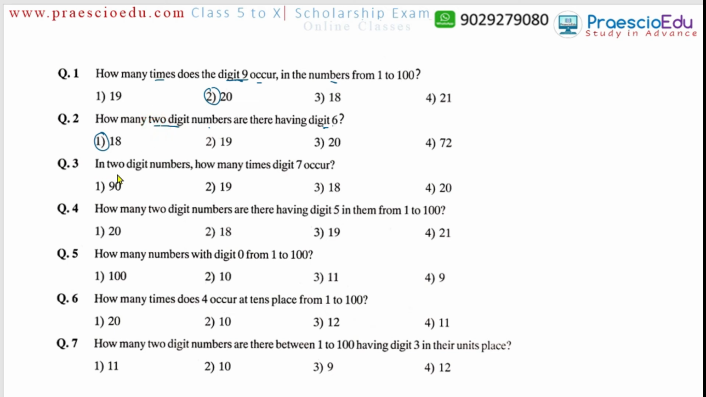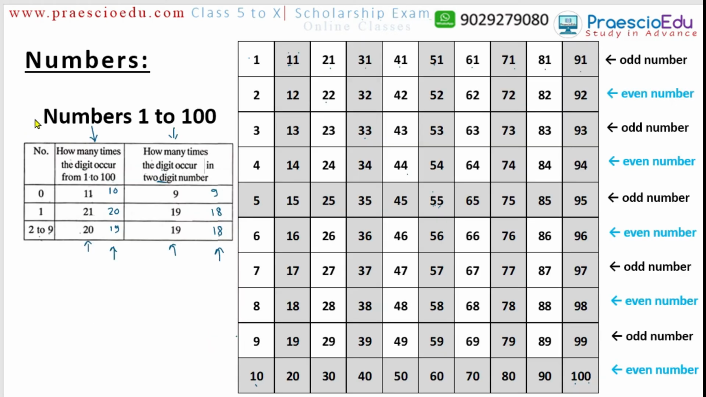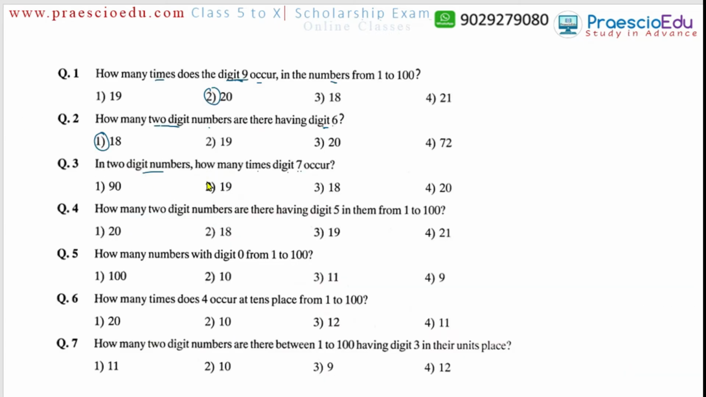Now question number 3: How many times does the digit 7 occur? In the two digit numbers, we have to count the digit 7 occurring. Two digits are here and 7 is occurring 19 times. So the answer is 19. Then question number 4: How many two digit numbers are there having digit 5 in them, for 1 to 100? In between these, only the two digit numbers we have to consider, and count the digit 5. So we have to count the two digit numbers having the digit 5.